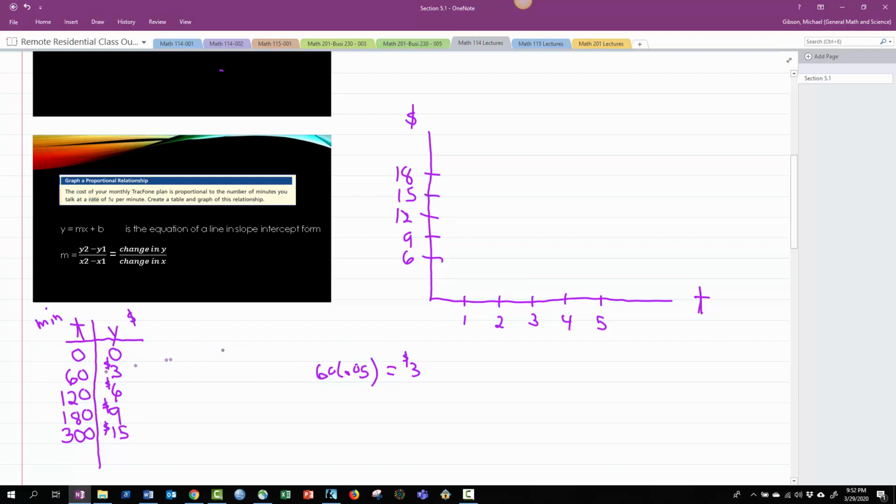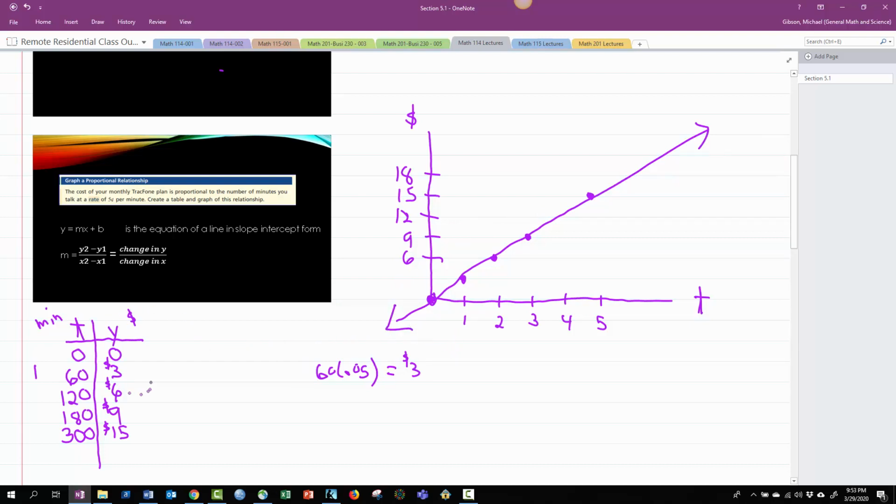Let's do it. Our first point was 0, 0. Well, that's right there. Our next point was 1 hour, and $3, so 1 hour, $3. Then 2 hours, $6. 3 hours, $9. We didn't have a point at 4 hours, but we had one at 5, which was $15. When we graph this, what is it? It's a straight line. When you have a proportion like this, it's a straight line.